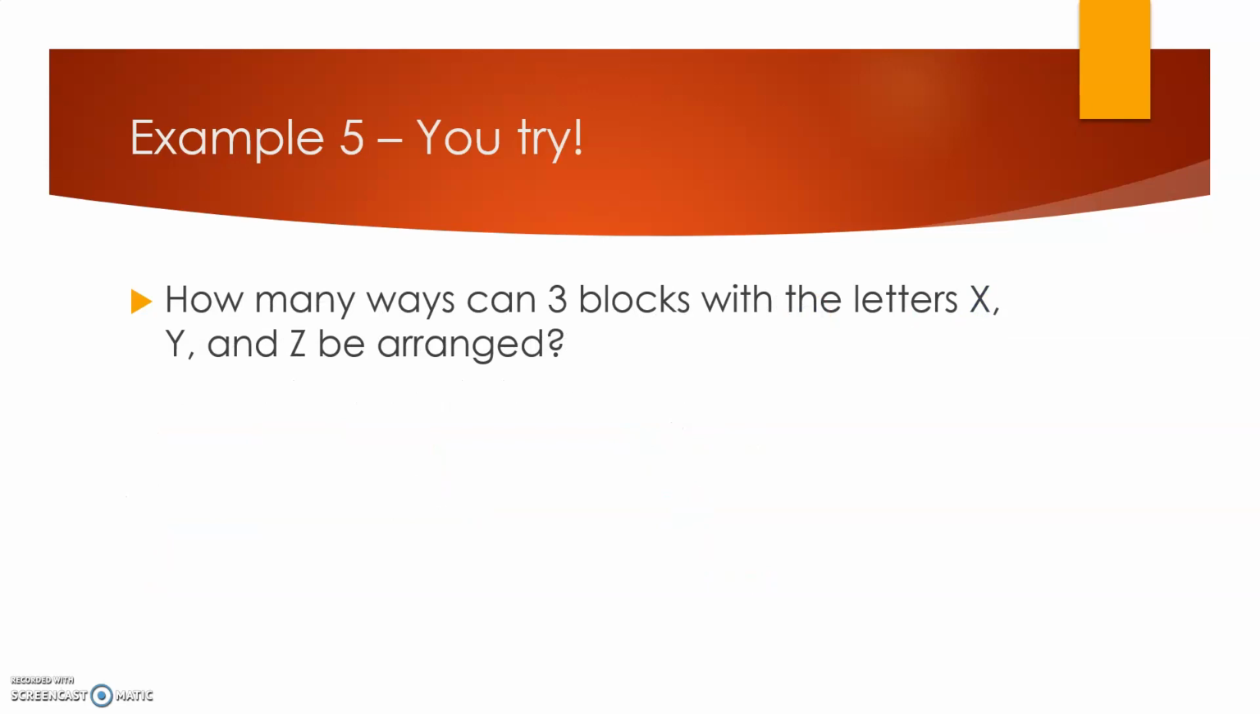All right, so how many ways can 3 blocks with the letters X, Y, and Z be arranged? If you need to draw a picture to help you see what's happening, it helps me. We've got 3 blocks being rearranged. Pause the video and see if you can figure it out. All right, so this time we're rearranging all the blocks, so we're going to say, okay, that's 3 factorial. 3 factorial is 3 times 2 times 1, which is 6. So there are 6 ways.